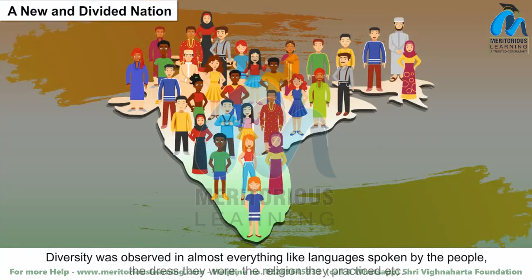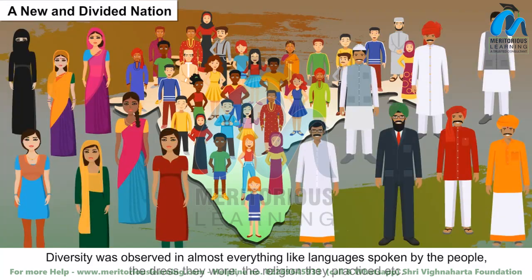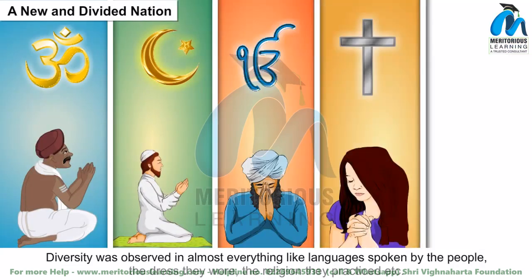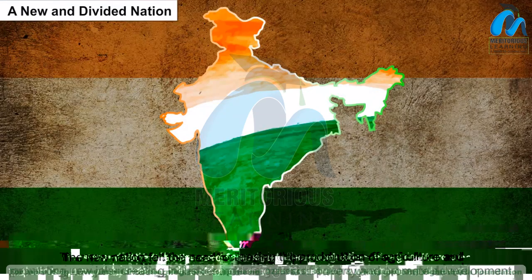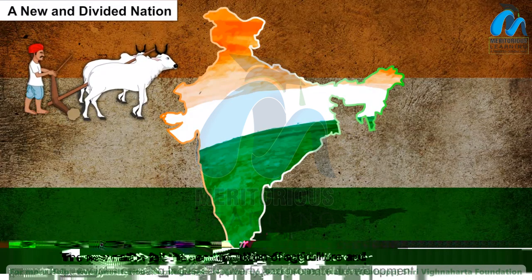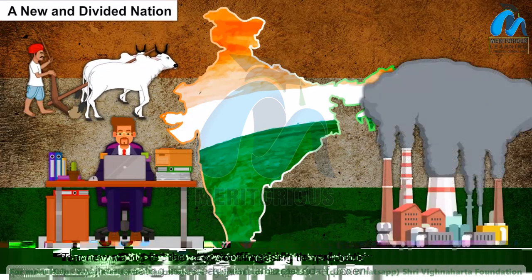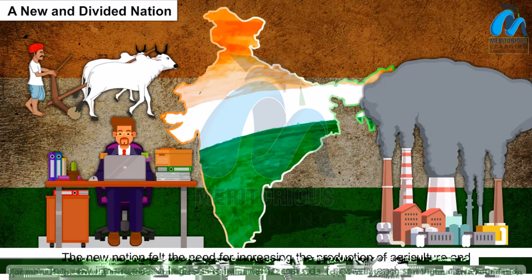Diversity was observed in almost everything, like languages spoken by the people, the dress they wore, the religion they practiced, etc. The new nation felt the need for increasing the production of agriculture and promoting new jobs, creating industries in order to get rid of poverty and promote development.